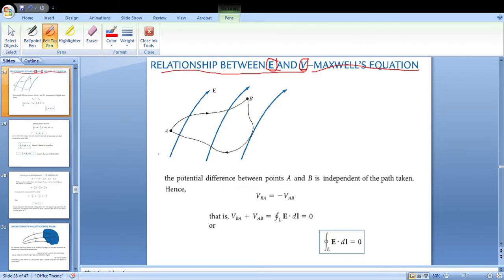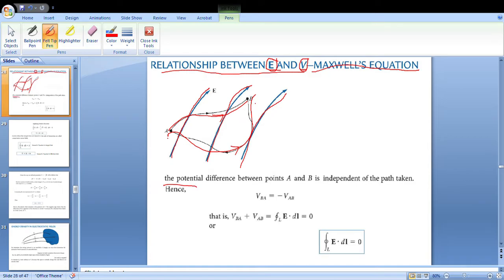Now we'll consider one diagram here, that is we have electric field E, right? Now here the charge is moved from point A to point B in the presence of this electric field. So this is one of the paths and this is the other path, right? We have two paths here, one path and the other path. Now just read this line.